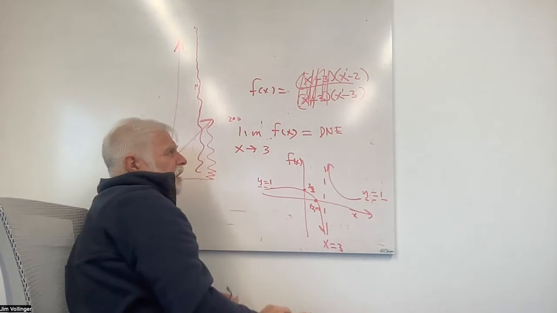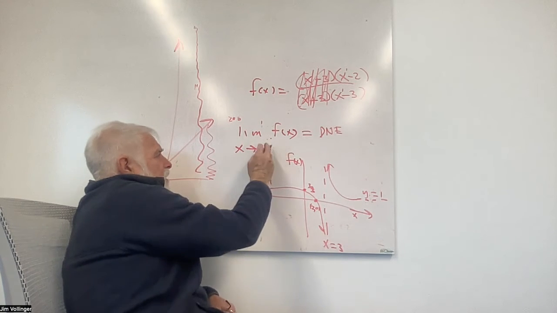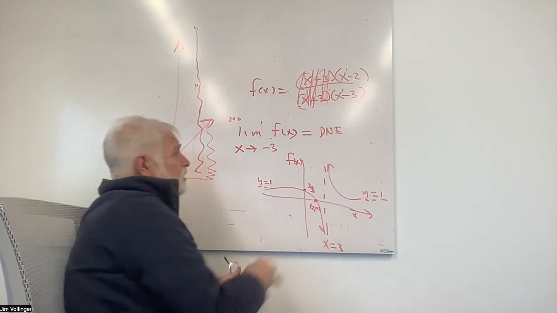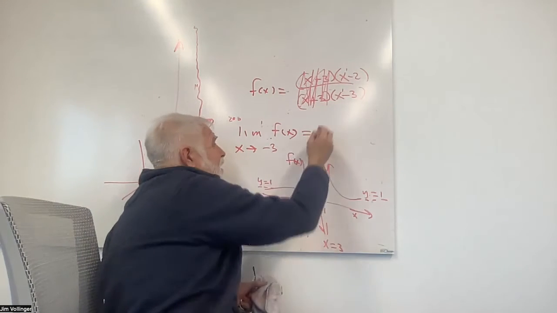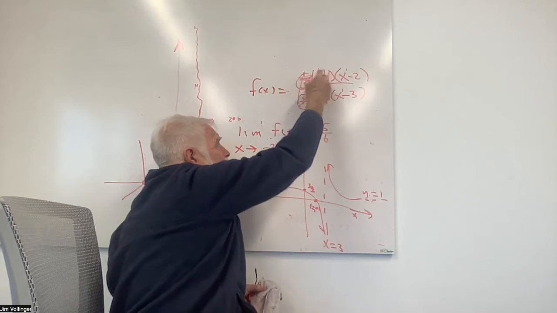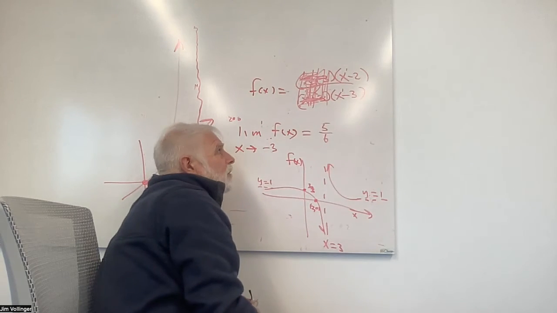I think what we started with was -3, right? Yeah, that's what we started with. That was the original question. We said that was 5/6. Why? Because we don't care about these factors anymore. They're gone. And there's no reason I can't put -3 in.